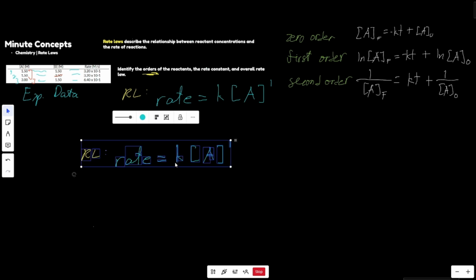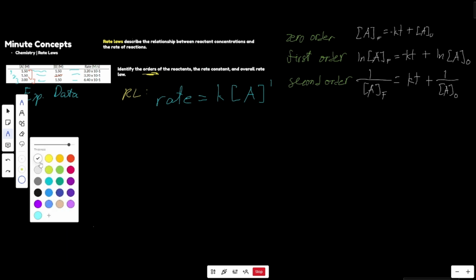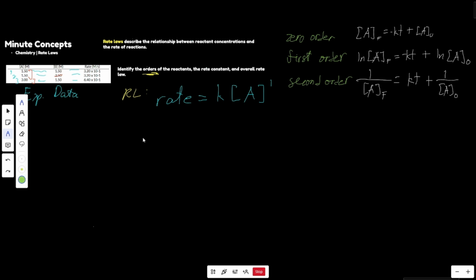Alright, so now let's say that we're going to solve for the initial concentration of reactant A, if the final concentration is equal to 0.5 molar.